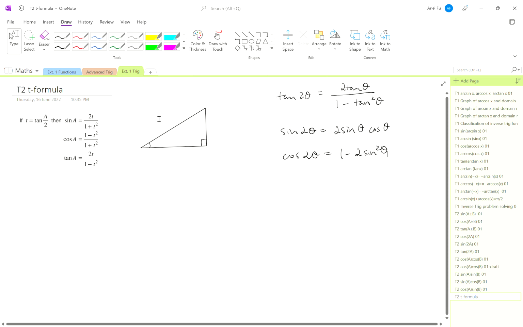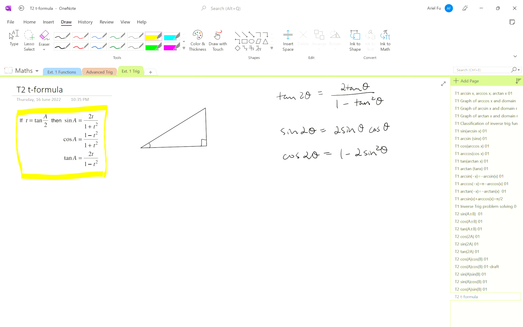In this video, we're going to look at how to prove the T formulas. Okay, the T formulas, this thing. That's on your reference sheet. It offers you a way to solve trigonometric equations that you will see later.